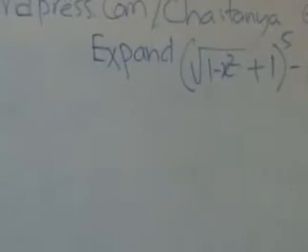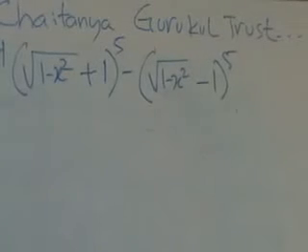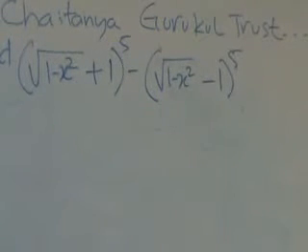Can we quickly close this? Now how quickly can you close this? Root 1 minus x square plus 1 to the power 5. So we have to have 5.